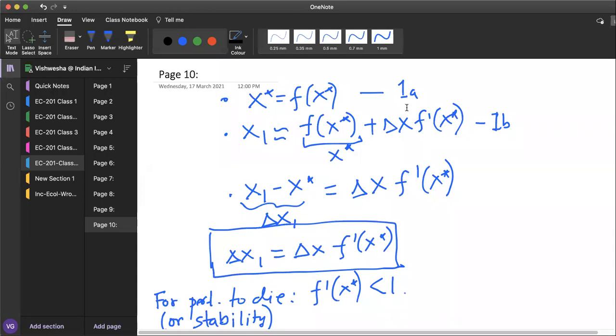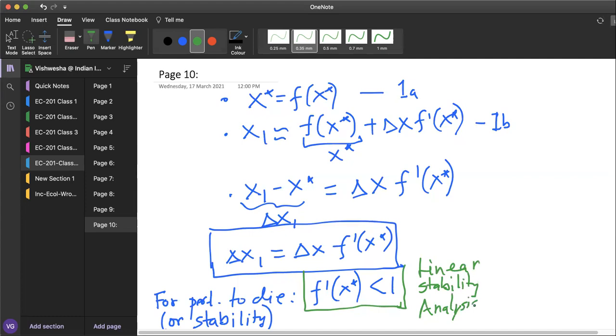So let me box this criterion for stability. It's also called linear stability analysis. It is valid only for small perturbations. If you make a large perturbation, this analysis cannot tell you what's going to happen. So it's called linear stability analysis.